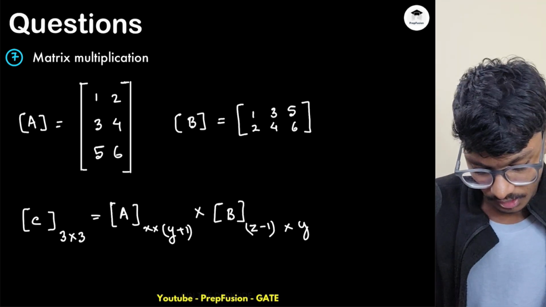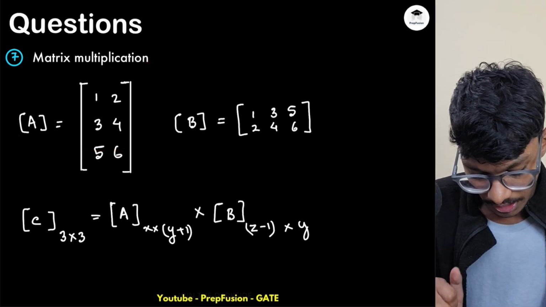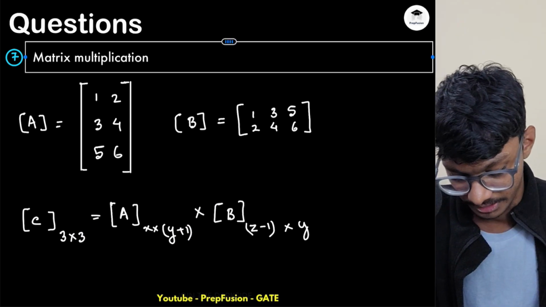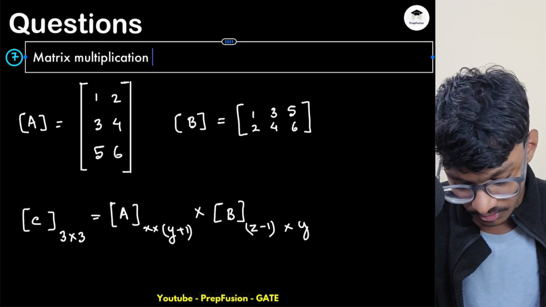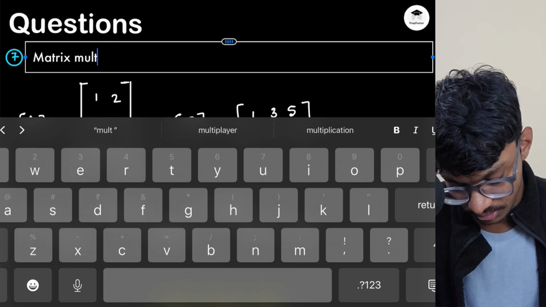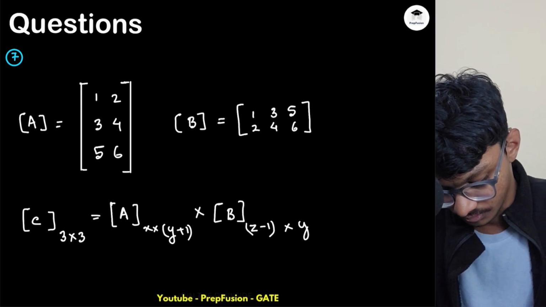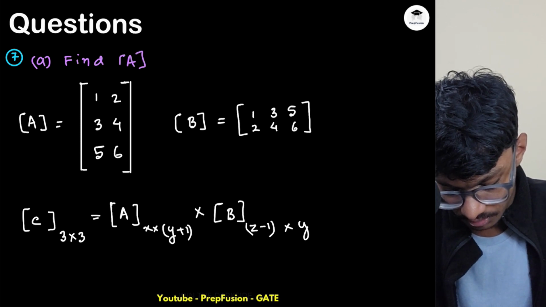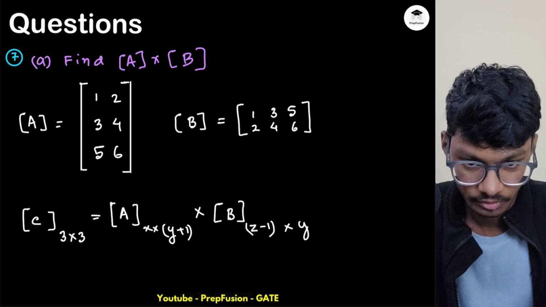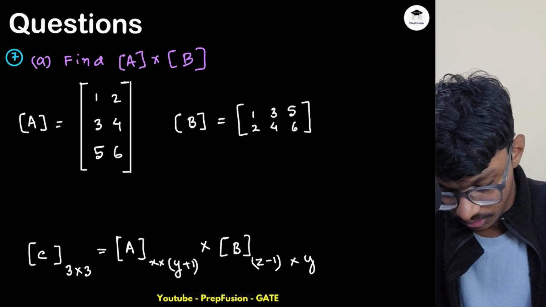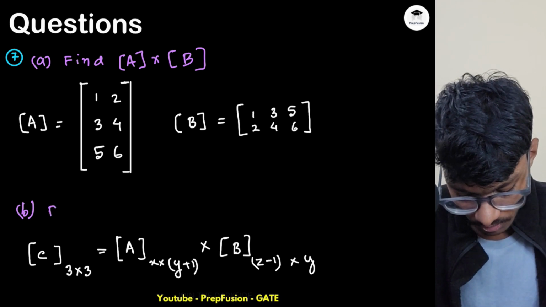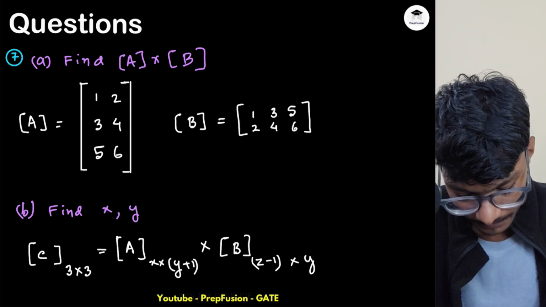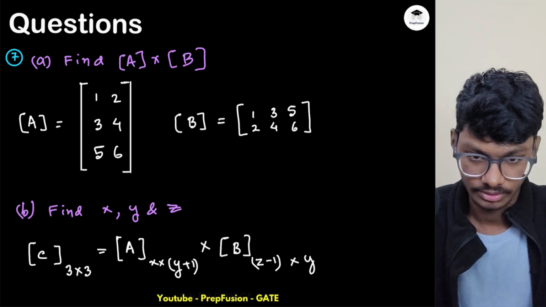So let's do a few matrix multiplications. Here, if I do A cross B, they have given us that C will be A cross B. Okay, we have got two questions. I forgot to write the question actually. So this will be, find, for the A part, find A cross B. We will do one matrix multiplication example. If you know, you can skip this. And for the C part, not the B part, we have to find X, Y, and Z.